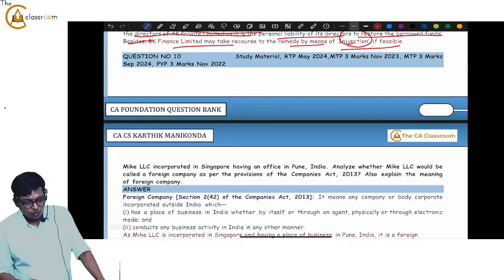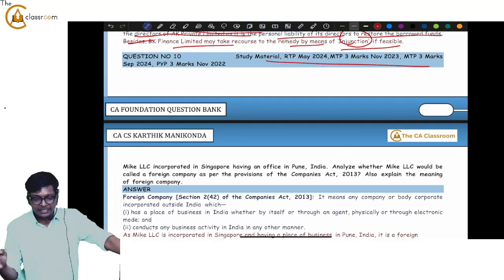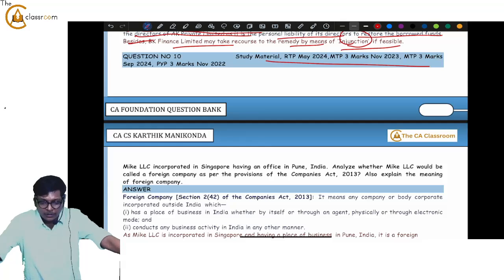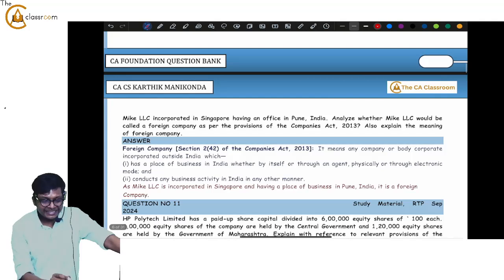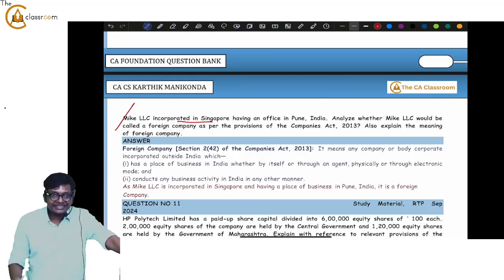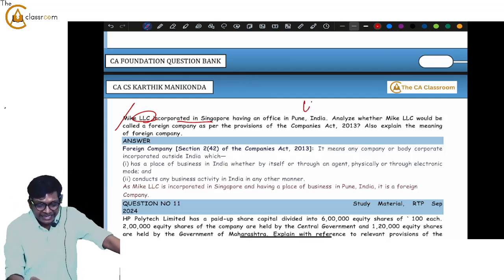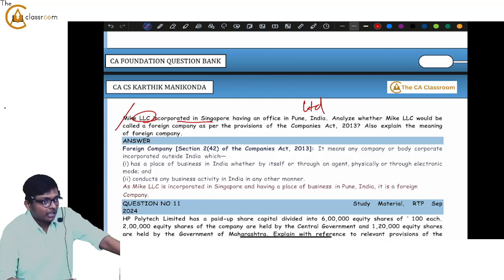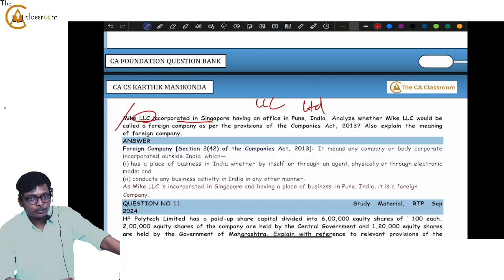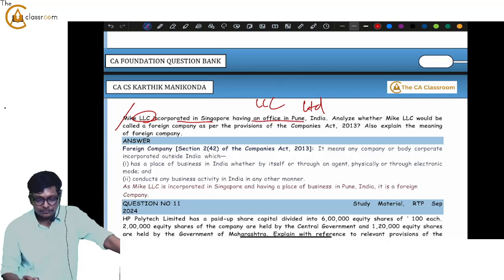Next. Question 10. So many times it came, guys. Study material 2024, 23, 24, 22. Every year it came in some source. Question 10. Mike LLC incorporated in Singapore. Whenever they use the word LLC, it's a limited liability corporation outside India. Like how we use Ltd for limited company, outside India, Singapore, US, they use LLC, limited liability corporation. Okay. Having an office in Pune. Analyze whether Mike Limited would be called a foreign company.